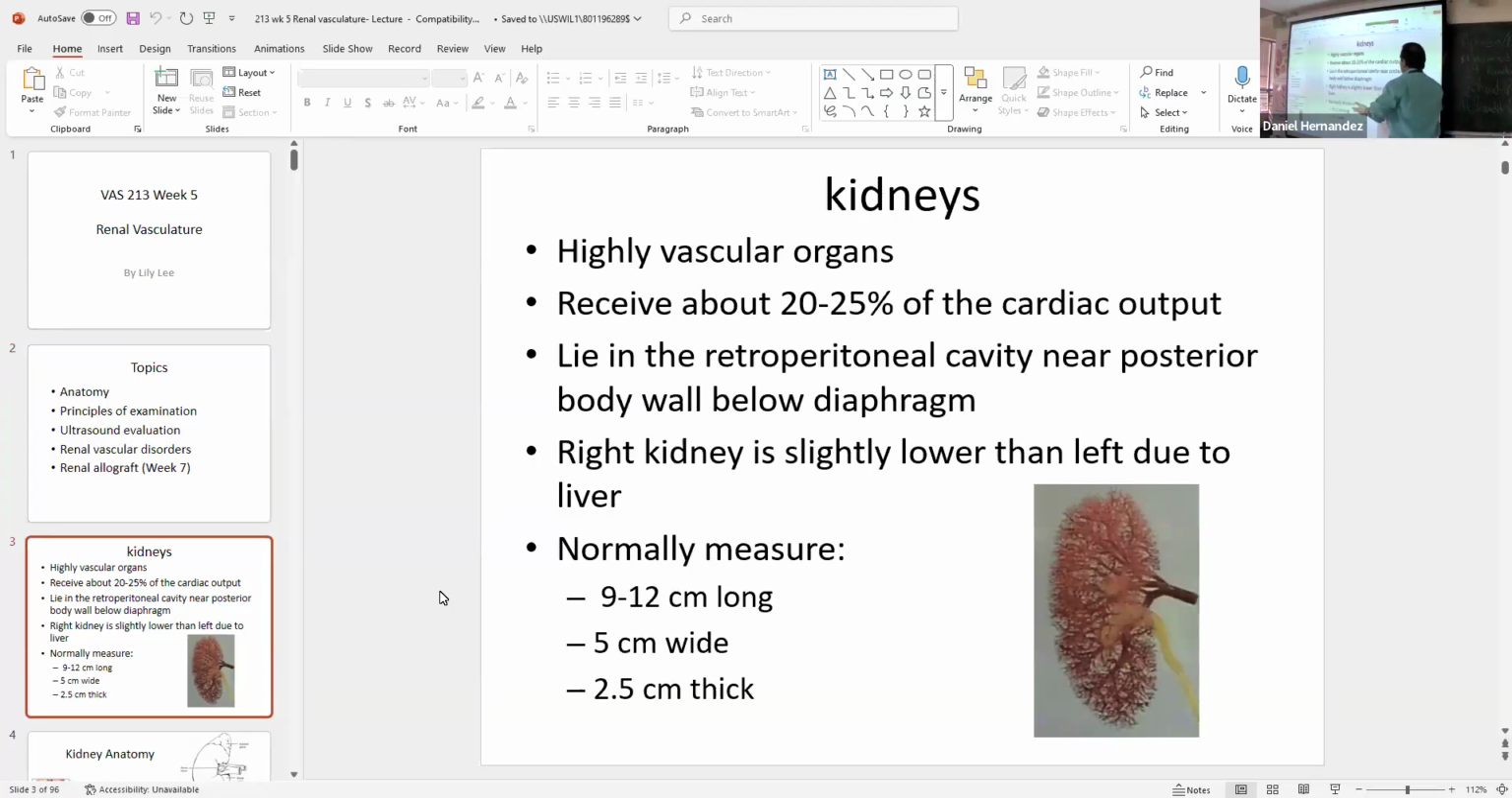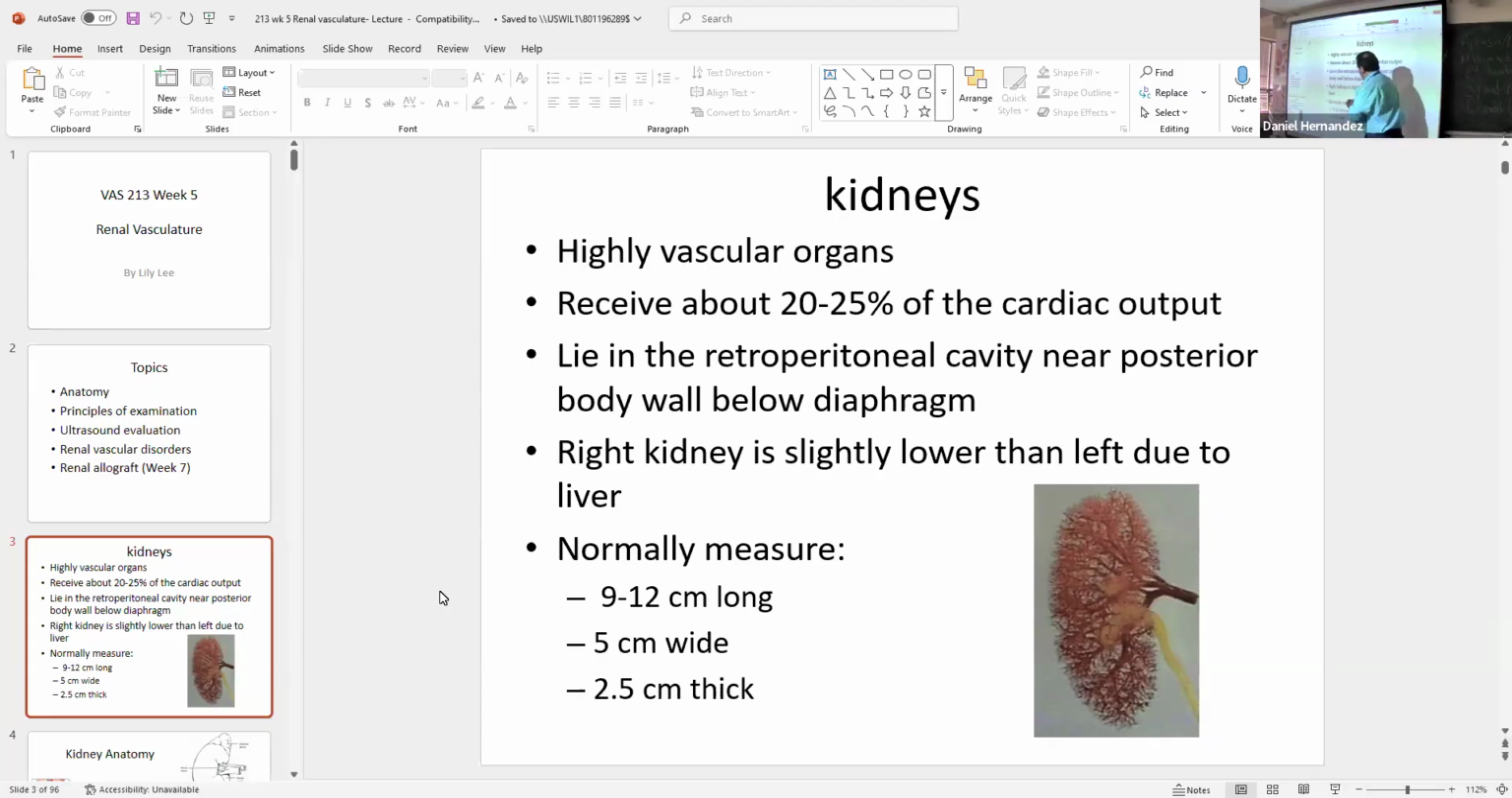And so just like general information, we know it's a highly vascular organ. So these highly vascular organs have nice low resistant flow patterns. The kidneys receive 20-25% of our total cardiac output. They lie in the retroperitoneal cavity near the posterior body wall, below the level of the diaphragm. The right kidney lies slightly lower than the left due to the presence of the liver being there. So that means that the left kidney typically is a little more superior, a little higher up compared to the right.